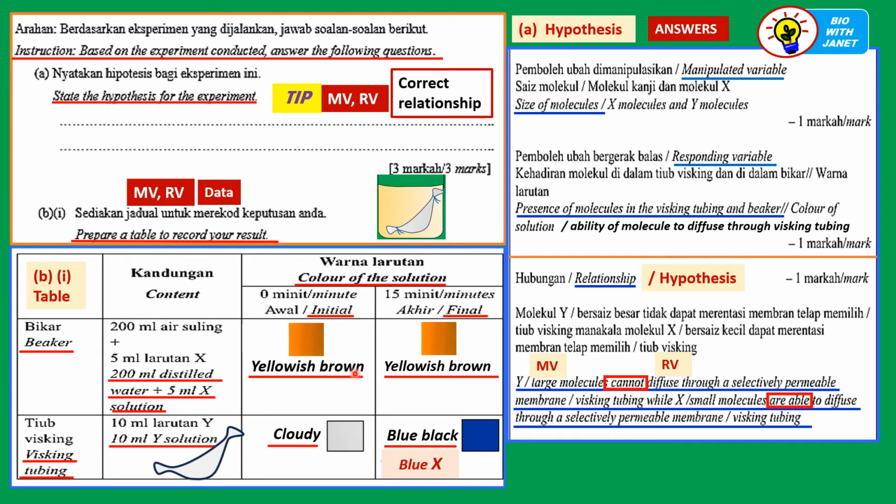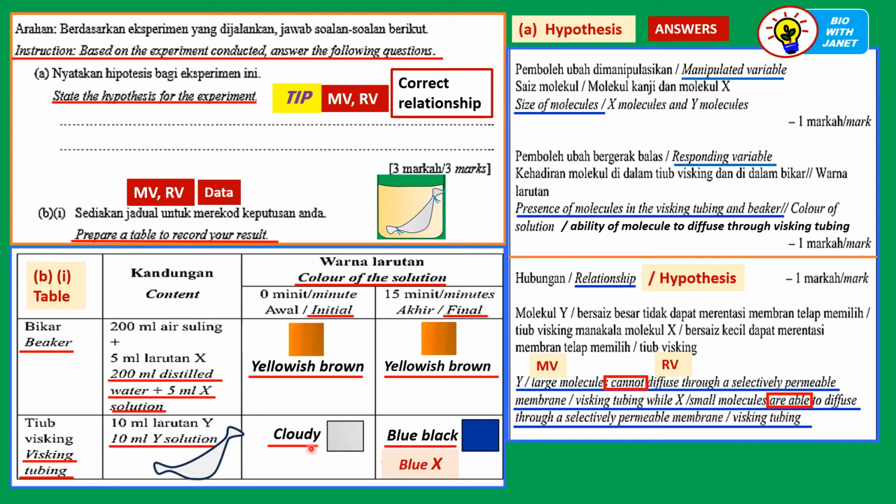This color yellowish brown is mentioned in the answer given for an SBP paper, for 1 year, which had an experiment that is a bit similar to this. So I use that description for the color. That's the color of iodine solution.